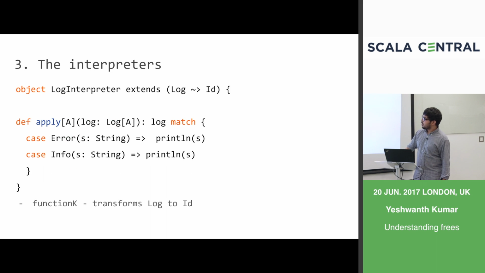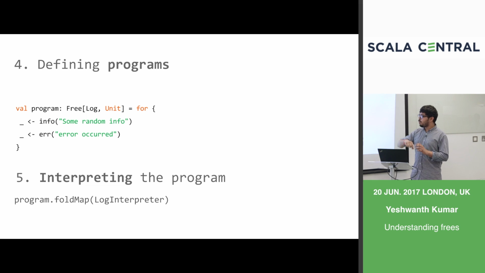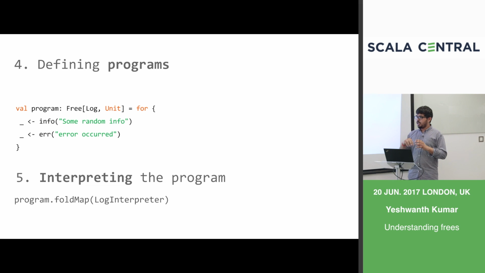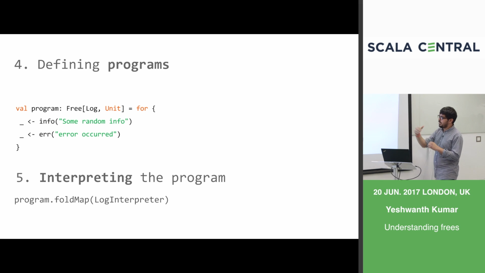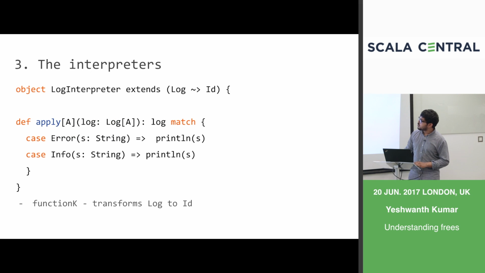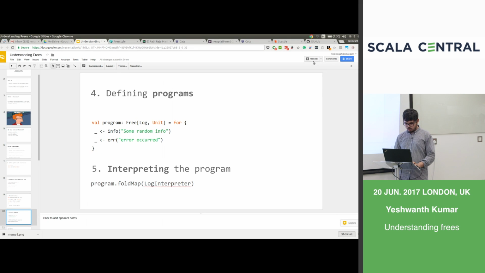And okay, so when you actually interpret your program, this is the final step that you do. When you interpret the program, you pass in the LogInterpreter. So program.foldMap. So basically Free would have a foldMap method, right? You would basically foldMap and then pass in the LogInterpreter. Okay, and that's where the actual interpretation happens. It foldMaps and goes into your computational tree, that is what you've defined there, and then it sort of applies. This apply method gets called. So if you use error, it's going to go print it. Likewise.